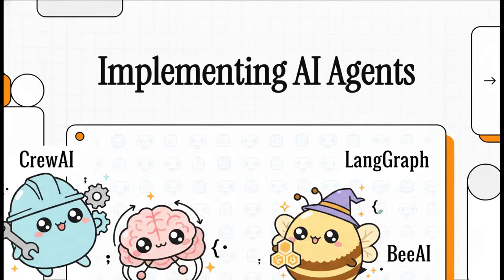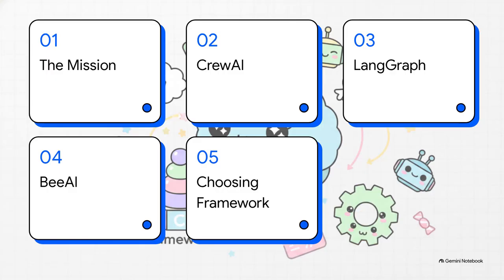We're going to settle this dilemma today by putting three of the top heavyweights head-to-head. We'll be looking at CrewAI, LangGraph, and BeeAI. But we aren't just going to talk theory here. We're going to see exactly how each of these distinct frameworks handles the exact same real-world coding challenge. Here's our roadmap for today. First, we'll define the mission. Then we'll test drive CrewAI, followed by LangGraph, and finally BeeAI, before wrapping up with choosing your framework.